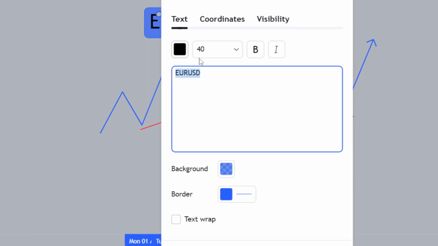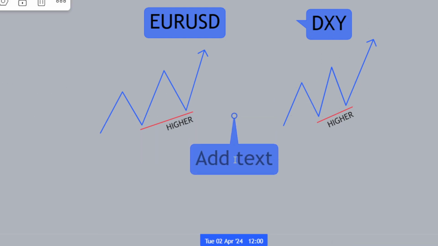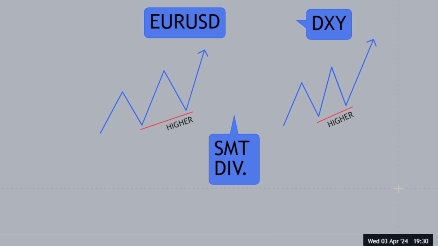This is one example of divergence. You can apply this to any dollar cross pair: GBPUSD, CADUSD, AUDUSD. But in this video, we're going to be applying it to EURUSD. So this is a divergence in price. As the euro dollar increases, we would expect the DXY to decrease, but instead we see it also increase. This is an SMT divergence, an incredibly powerful tool that you can use in your trading.